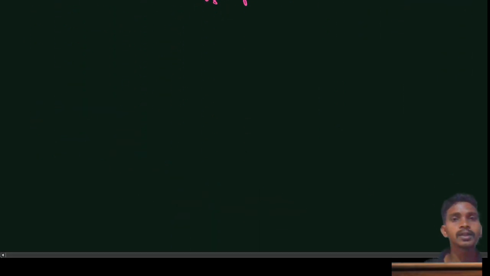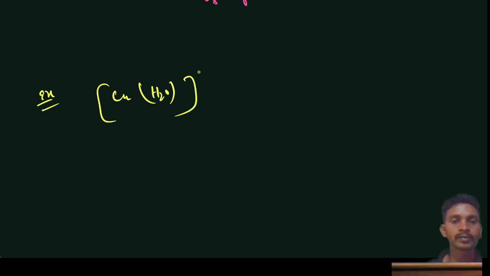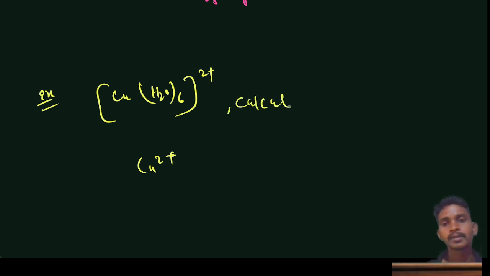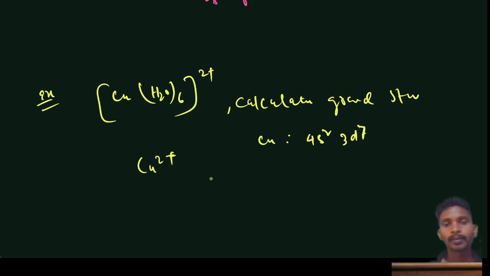So similarly, if you take any coordination compound, let's say we have Cu(H2O)6 2+. From here we want to calculate the ground state. So Cu2+, and copper is 4s2 3d9, so Cu2+ will be 3d9.